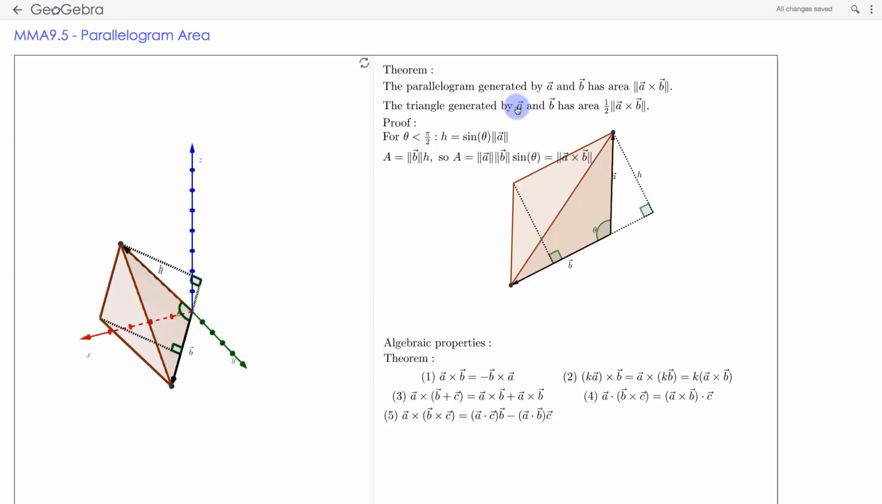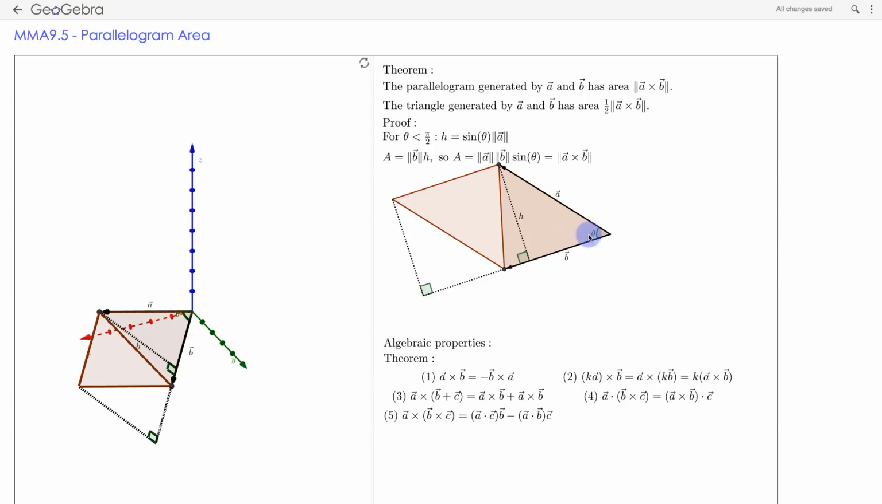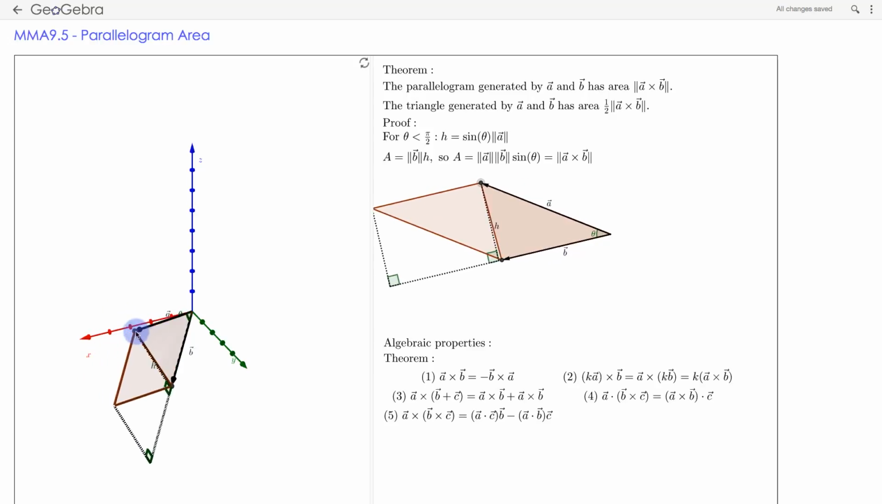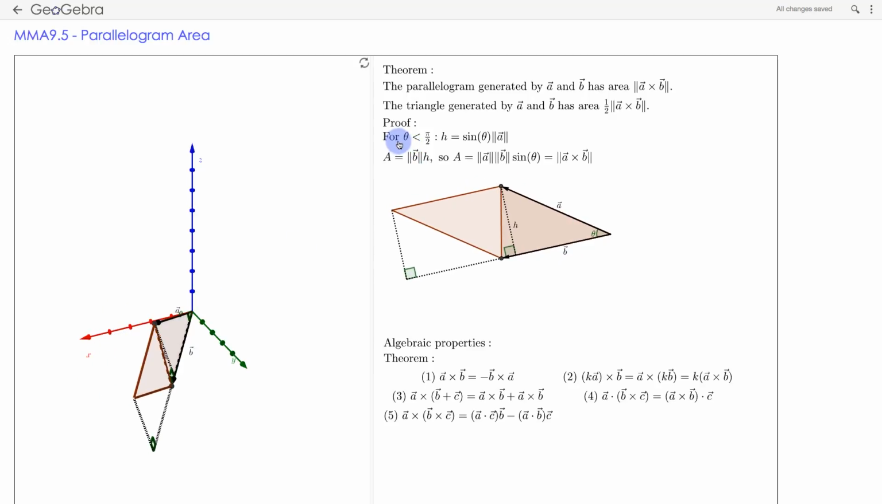And obviously the triangle generated by A and B is just this darker shaded area. So this area is clearly just half of the original area. That's geometrically clear, right? If the parallelogram is this whole thing, then clearly the triangle has half that area. So how do you prove this? I mean, what does this have to do with cross products, one might ask.